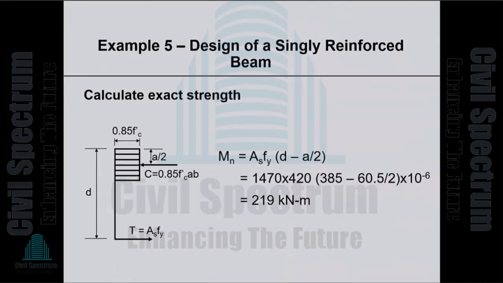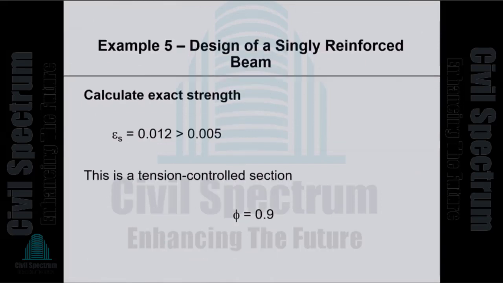So now we can calculate the moment strength exactly. A sub S, 1470 square millimeters, F sub Y, 420 MPa, d of 385 minus a of 60.5 millimeters divided by 2, that is 219 kilonewton meters. Okay, now we are still continuing. So epsilon sub t we have found is 0.012, which is larger than 0.005. So we have a tension control section. So phi is 0.9.